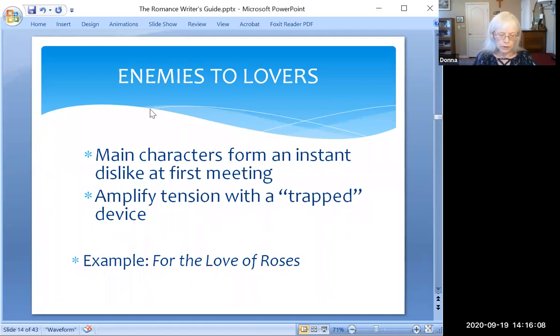Enemies to lovers, okay? The main characters form an instant dislike at first meeting, and then you can amplify that tension if you combine it with a trapped device. I used the instant dislike part of this idea in a novel I wrote long ago. It's a contemporary romance called For the Love of Roses. And by the way, that is available for free today on Kindle in case you want to check it out.